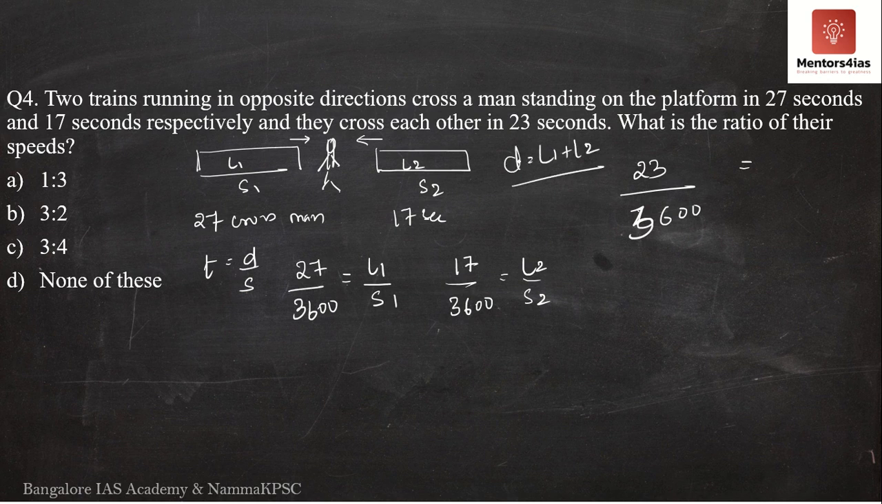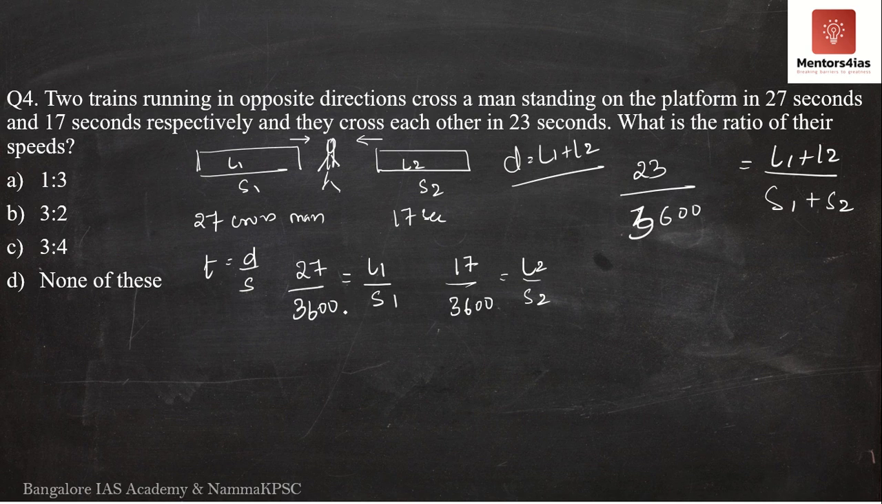Now, at this stage, I'm pretty sure I don't have to explain everything. I don't have to explain why the distance is equal to L1 plus L2. If you've not understood, it means that you've not gone through the previous two videos clearly. So please do go through the previous two videos clearly so that you're able to understand why the distance is L1 plus L2 divided by the sum of their speeds, which is nothing but S1 plus S2. So here we have 23 by 3600 is equal to L1 plus L2 divided by S1 plus S2.